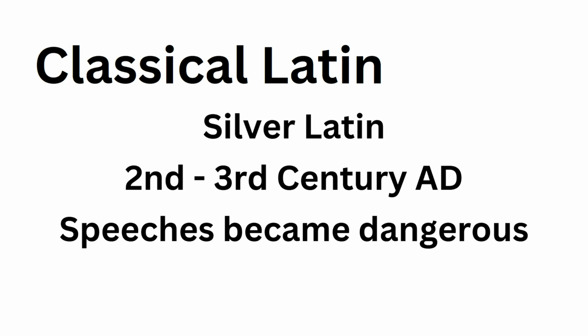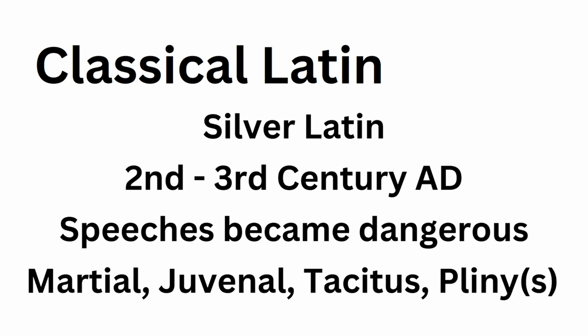So unlike in the Golden Age, when Cicero's speeches and letter writing were very prized, that became quite a dangerous occupation because emperors had a lot of power and were not afraid to use it. So people like Martial, Juvenal, Tacitus, and the Plinies, the elder and the younger, became famous for their stories and their poems and their satire and their history.